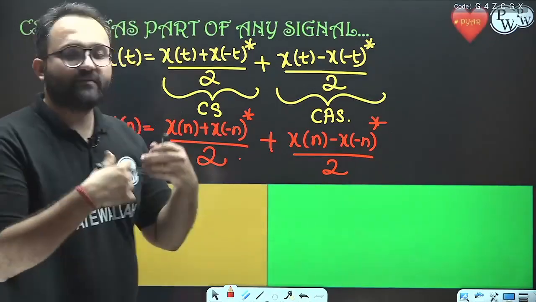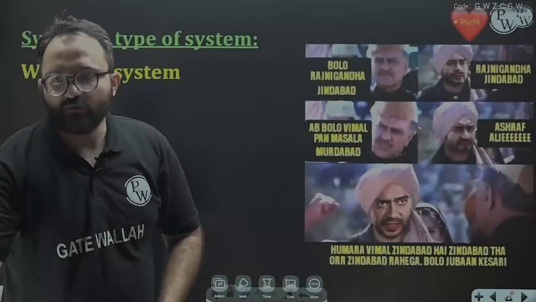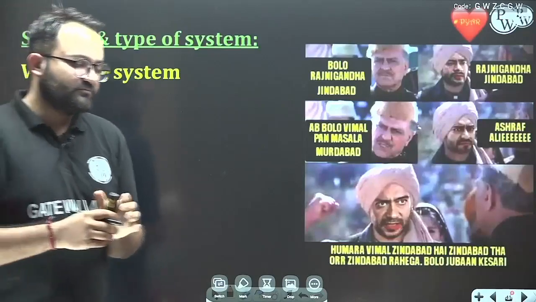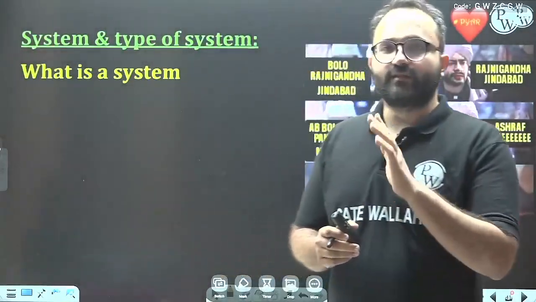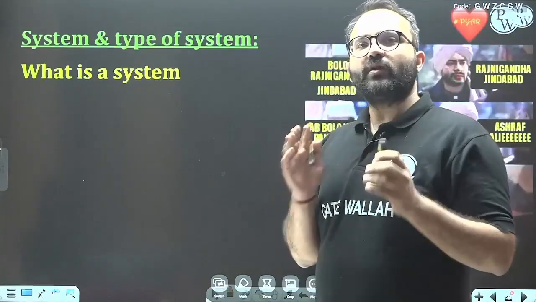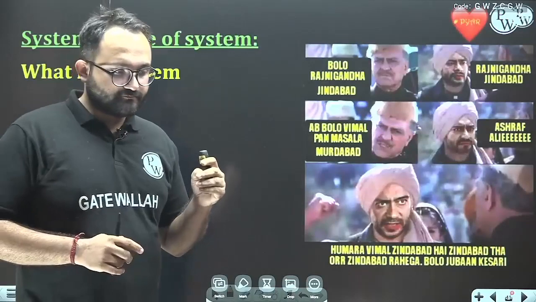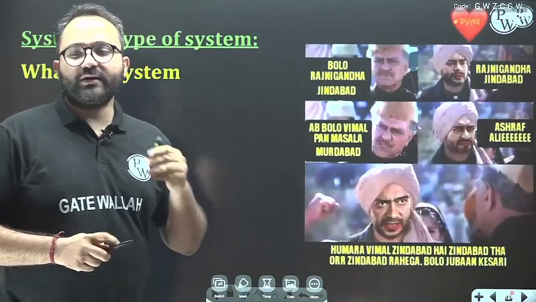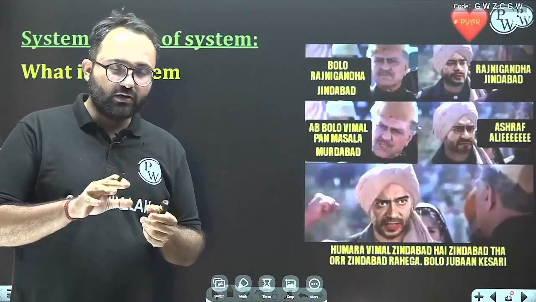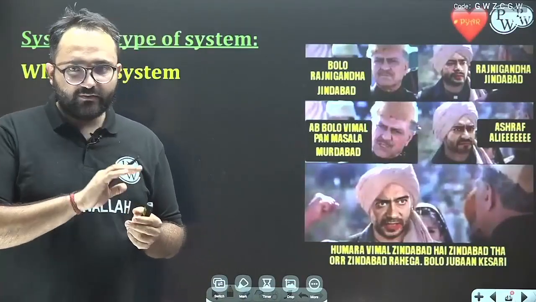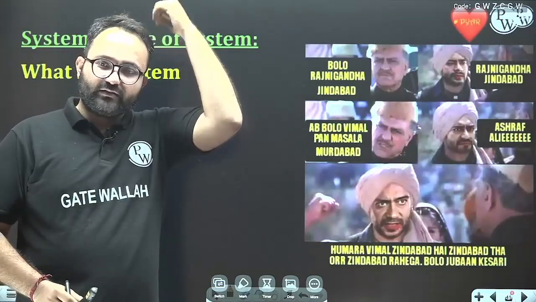Okay, so now let's move on to systems and types of systems. Let's start the understanding of systems and types of systems. What is a system? We assume that a system is a black box that converts one signal into a desired signal. It does the computations on the input signal, and from that we get the desired signal. That is the system.